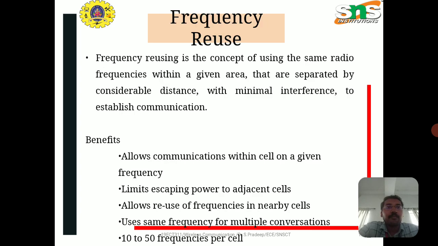Frequency reuse. Frequency reuse is the concept of using the same radio frequencies within a given area, in cells that are separated by considerable distance, with minimal interference, to establish communications. The benefits of frequency reuse are: it allows communication within a cell on a given frequency. It limits escaping power to adjacent cells. It allows reuse of frequency in nearby cells. It uses the same frequency for multiple conversations, and it requires 10 to 15 frequencies per cell.